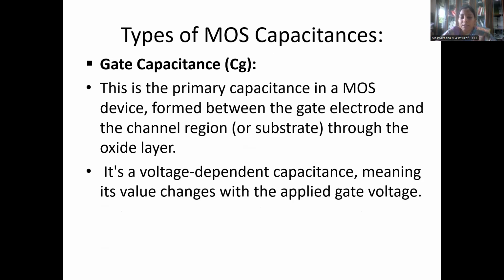Then types of MOS capacitance. That is gate capacitance. Gate capacitance is the primary capacitance in a MOS device, the main capacitance, formed between the gate electrode and the channel through the oxide layer. It is voltage dependent, meaning that it changes with the applied gate voltage and operating conditions of the transistor.